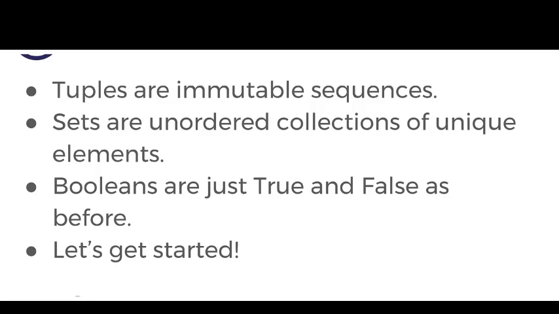Tuples, sets, and booleans are going to be the last data types or basic data structures for Python that we're going to be covering. So we'll just cover them briefly and explain what they are. Tuples are immutable sequences, meaning they kind of act like a list, except you can't index something from a tuple and try to change it. It's immutable. Sets are unordered collections of unique elements, and booleans, just like before, are true and false statements. Let's get started by going to the editor and showing you some quick examples of tuples, sets, and booleans.